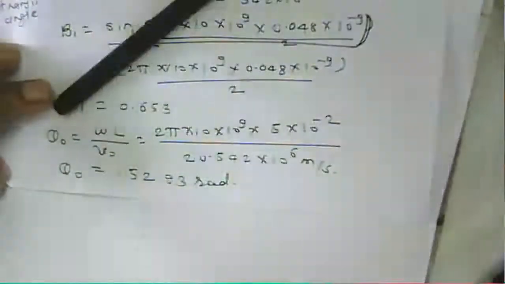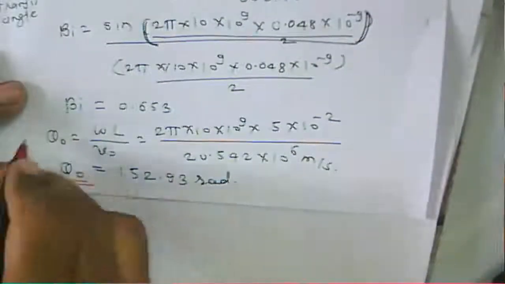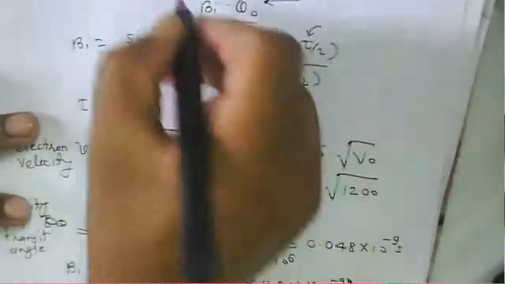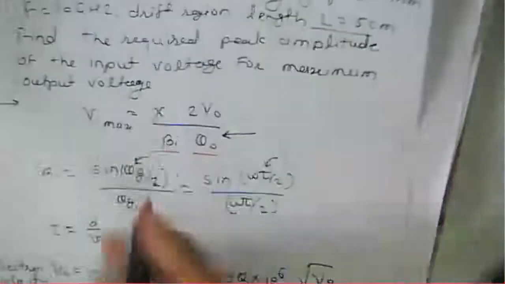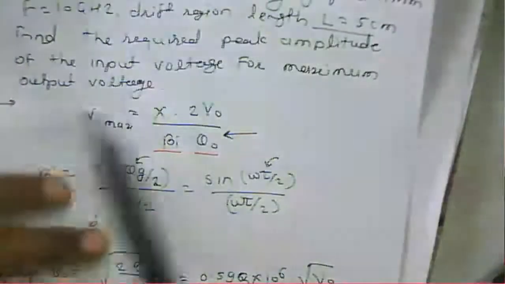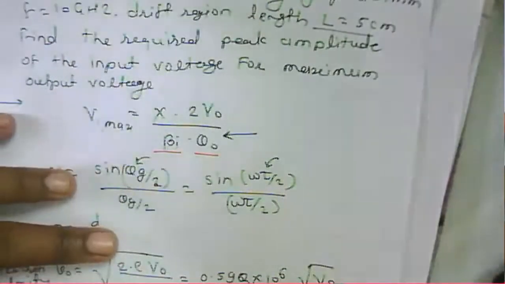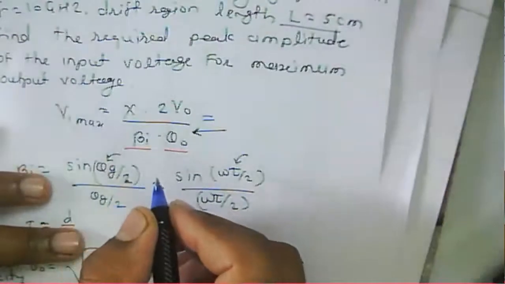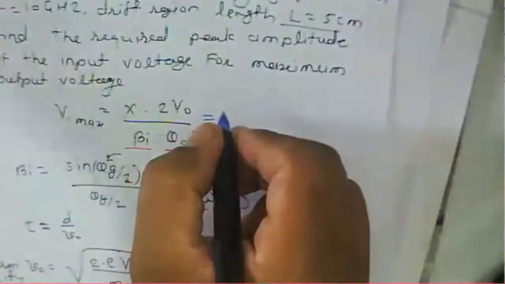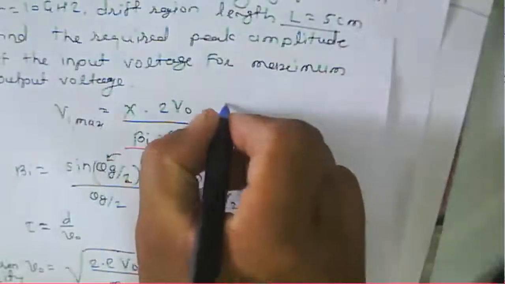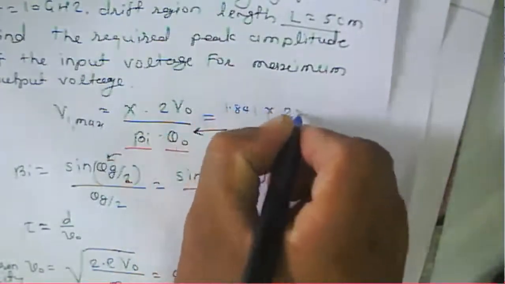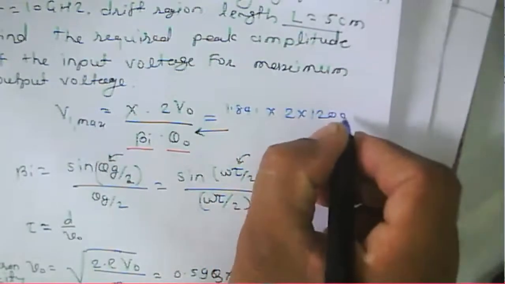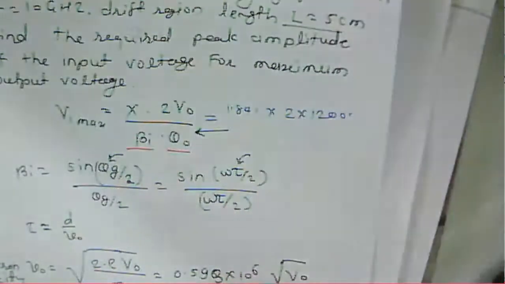Now put all the values of theta 0 and beta I here. If you put all the values, x is equal to 1.841. So x is equal to 1.841 into 2 into V0. So we have V0 is equal to about 1200.